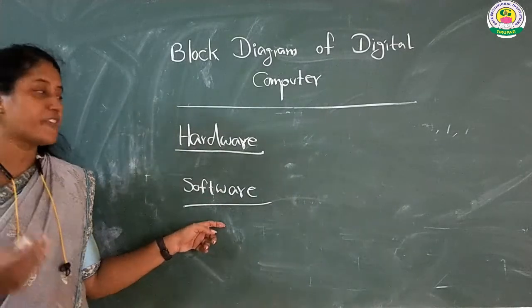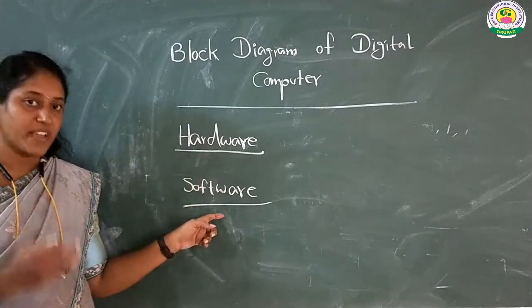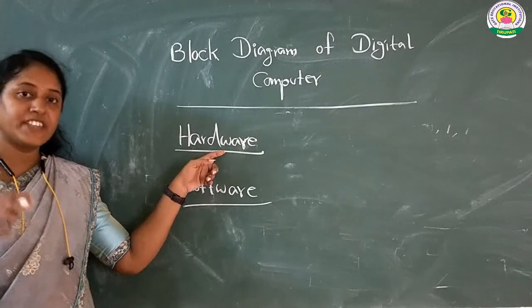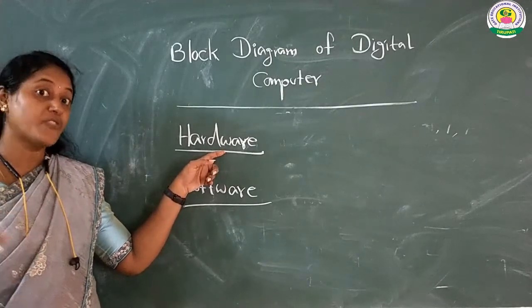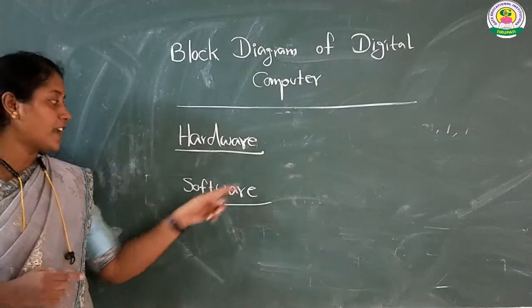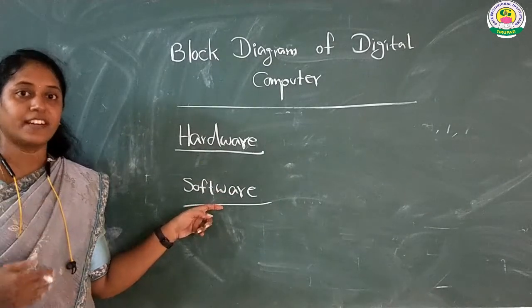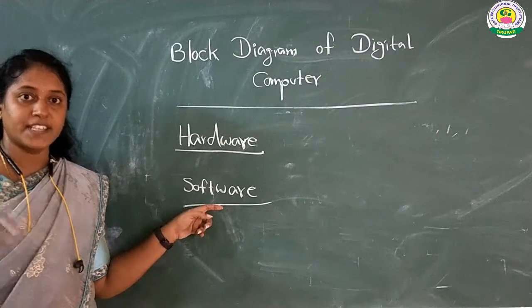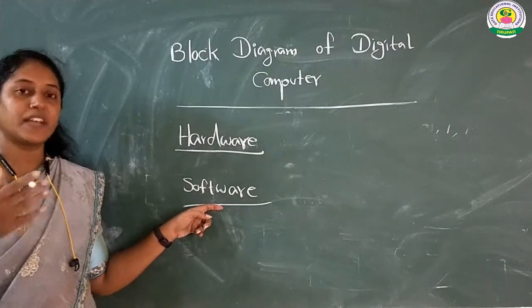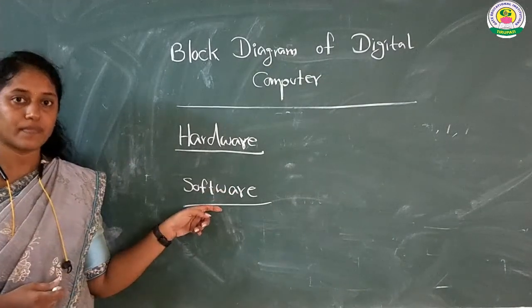But what is the main difference between hardware and software? Hardware is a physically existing thing that we can touch. But software is not a physically existing thing; we can only feel it: this is done, this is doing, this is happening. We can feel it. Okay. So that is software.